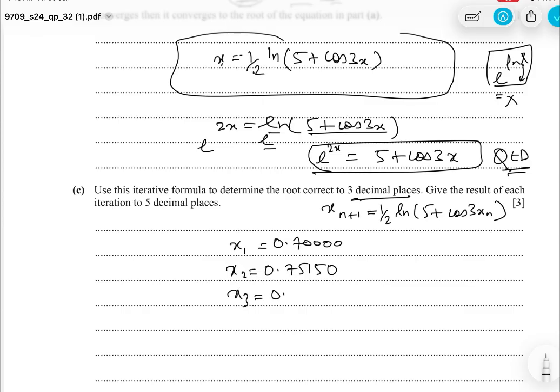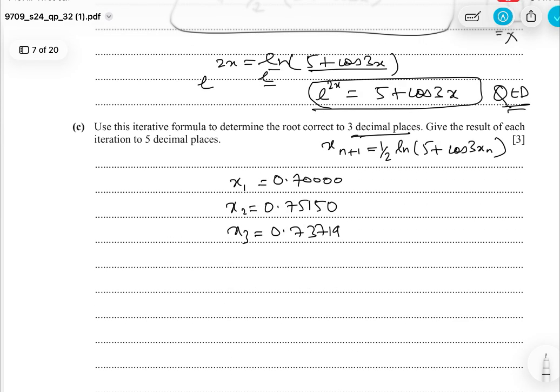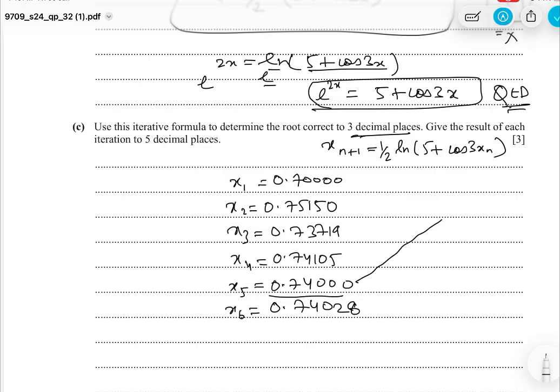Put the values instead of x. It would be 0.73719. Then we'll put x4 0.74105, x5 0.74000, x6 0.74028. Okay, whatever answers we are getting, we have to just place it inside here, instead of x, then calculate the answer.